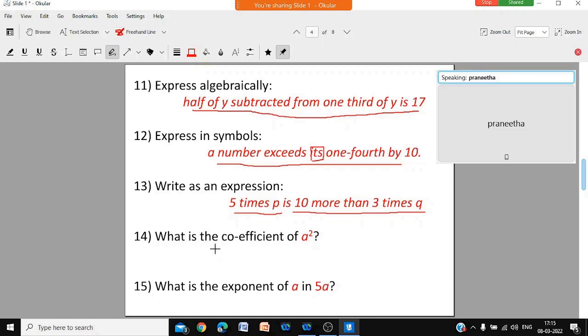Finish? Now, what is the coefficient of a square? Question number 14: what is the coefficient of a square?